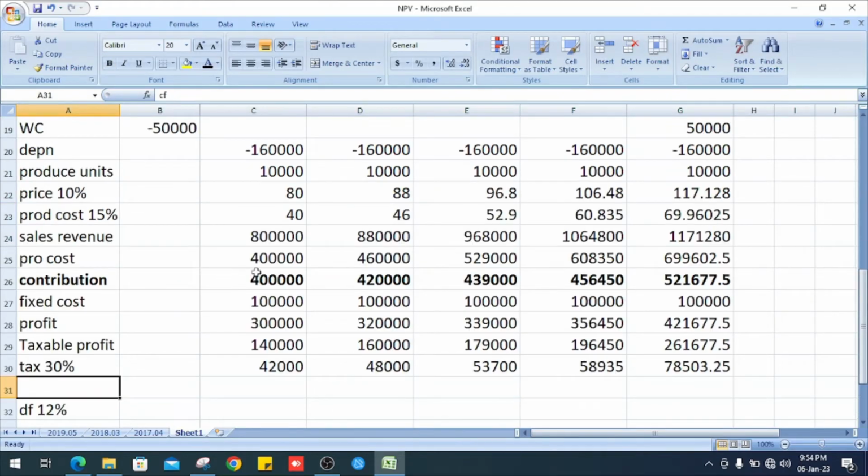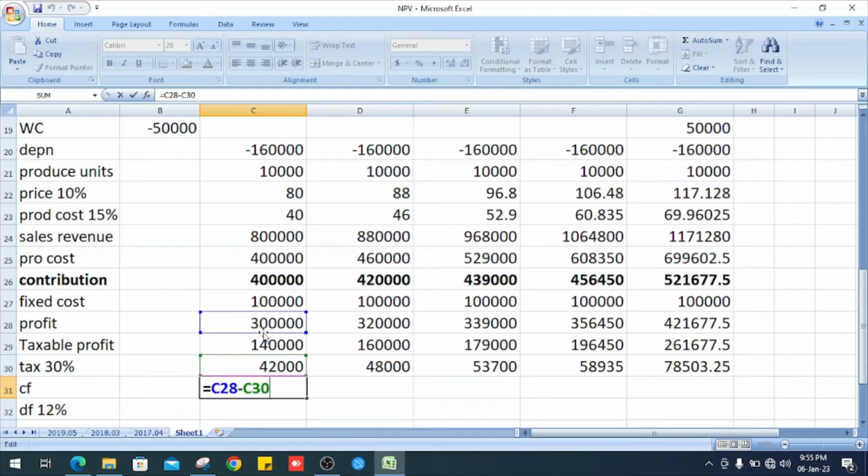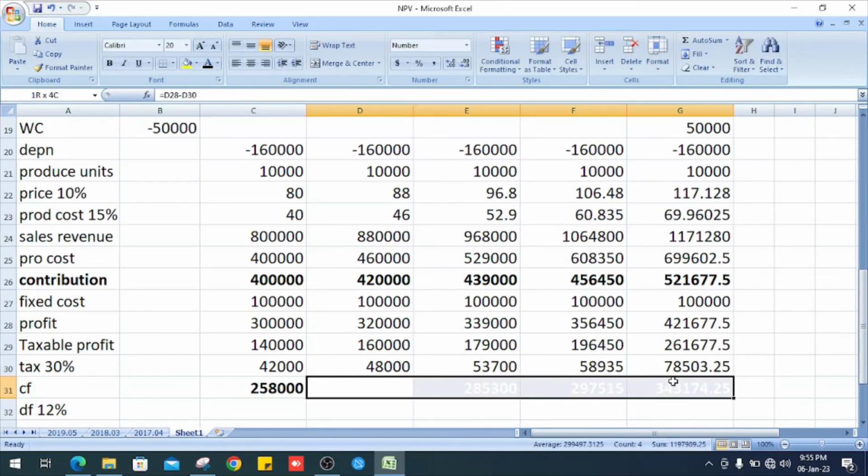Next, we can get the cash flow. How do we get the cash flow? Our profit minus tax, we can get cash flow. Let's see the first one, the 300,000 minus 42,000, it is 258,000 in year 1.